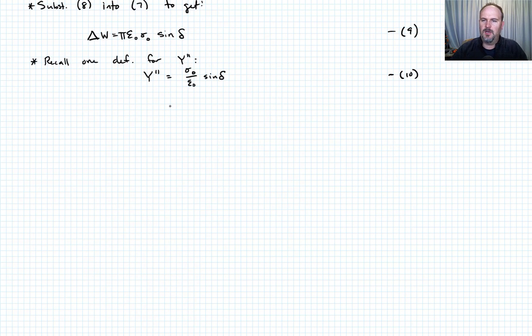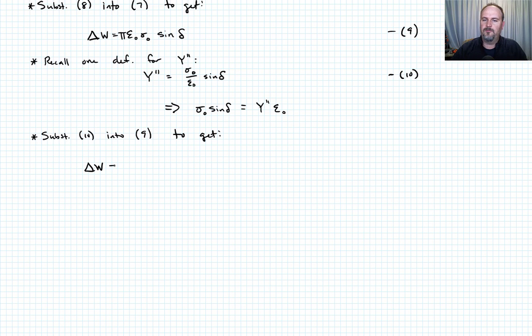Or we could also say that this implies that sigma naught times sine delta is equal to y double prime times epsilon naught. So we have a sigma naught sine delta up here, and we're going to replace that. So we substitute 10 into 9 to get that the energy dissipated, delta W, is equal to pi times epsilon naught, the quantity squared, times y double prime.